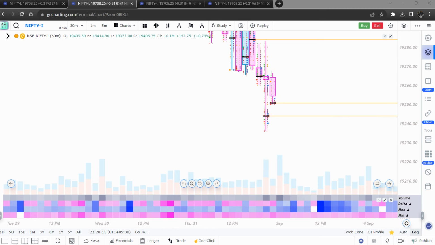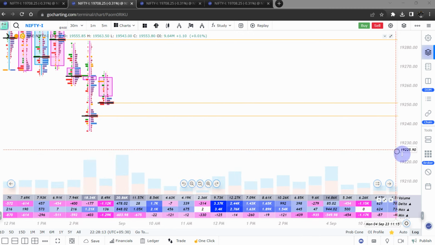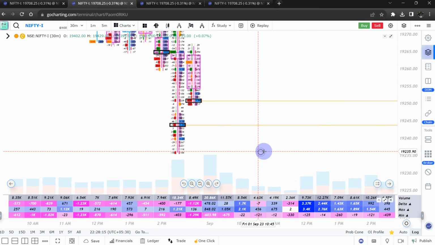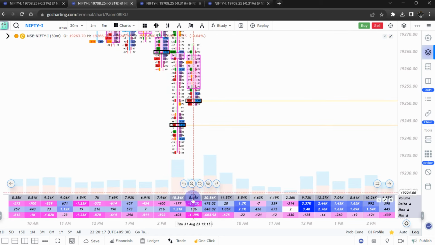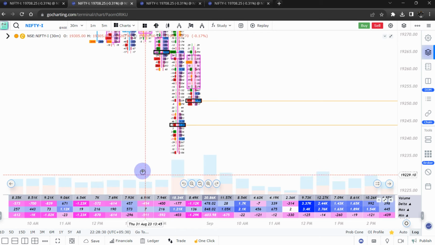So we'll just expand this, and I want to show what happens here. So firstly, the volumes are really high, and look at this one over here. It jumps, and immediately you see the max delta over here is 1.21k. So there was some sort of buying that did come up at this point, and the volumes were really high compared to the previous bars.